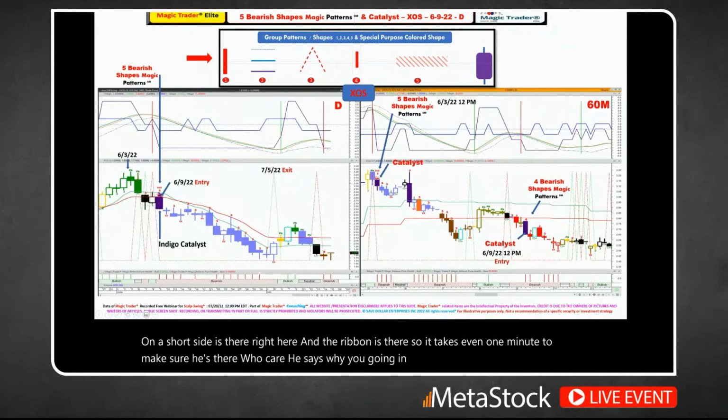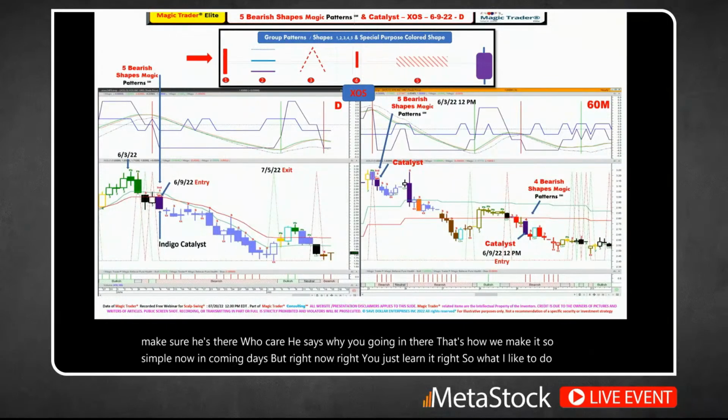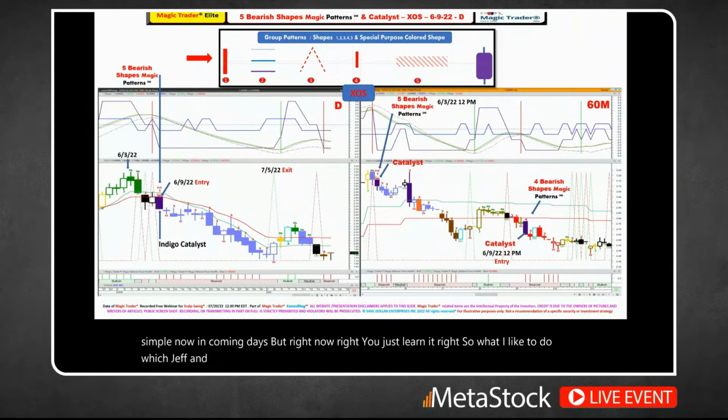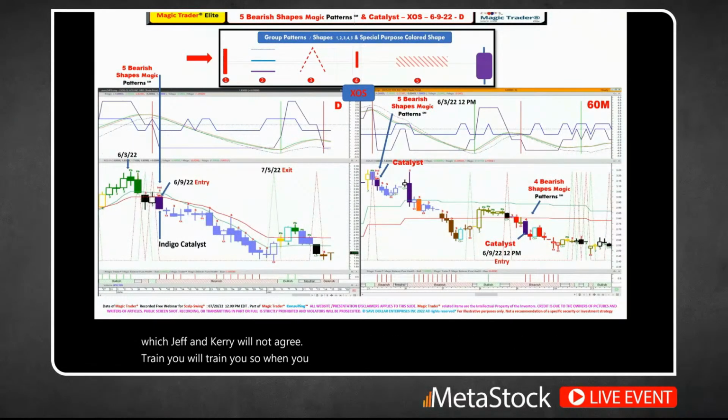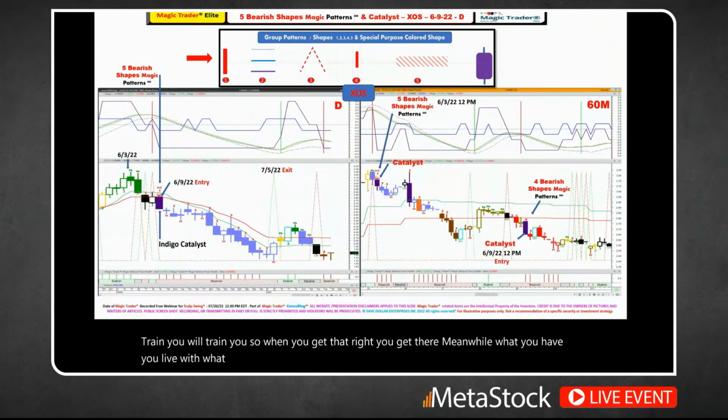That's how we make it so simple in the coming days. But right now, you just learn it. So what I like to do, which Jeff and Gary will not agree with, is pre-train you. So when you get that, you get there. Meanwhile, you live with what you have. That's the way we do business too. So it's a two-pronged process.